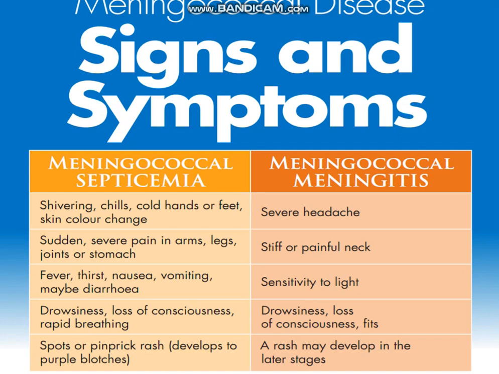The symptoms that appear first are shivering, chills, fever, cold hands and feet, skin color change, and severe pain in the arm, leg and neck. Also fever, thirst, nausea, vomiting, maybe diarrhea, drowsiness, loss of consciousness, rapid breathing, and a pinprick rash that develops into purple patches.